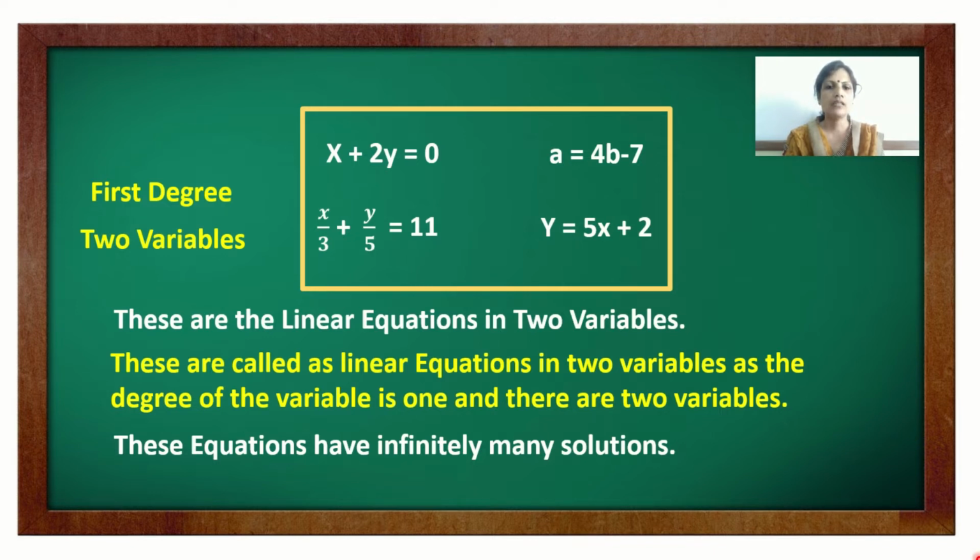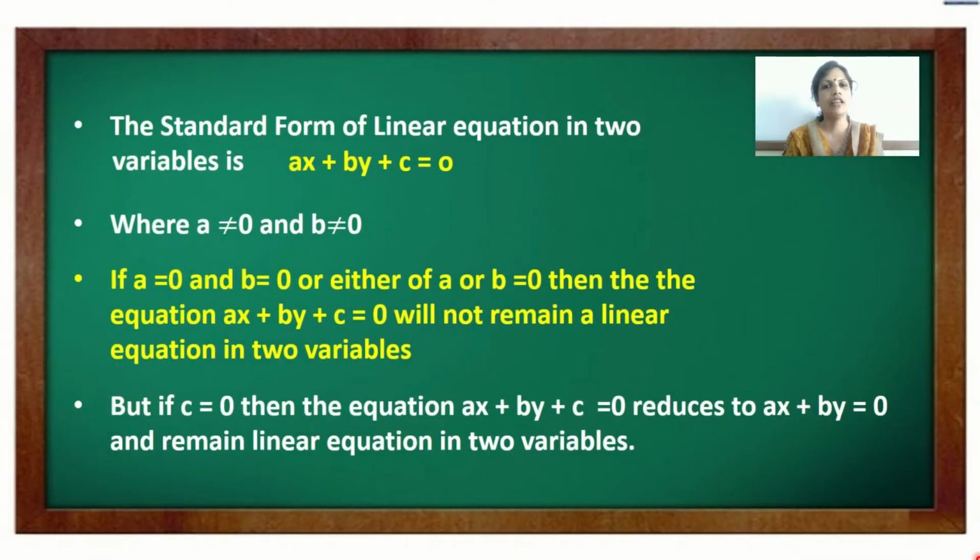Alright, along with this, the standard form of linear equation in two variables is ax plus by plus c is equal to 0. Now in this equation, a cannot be equal to 0 and even b cannot be equal to 0, because if we consider a is equal to 0, then we will be left with by plus c is equal to 0, which is a linear equation but in one variable. If we take b is equal to 0, then we will be left with ax plus c is equal to 0, which is a linear equation in one variable.